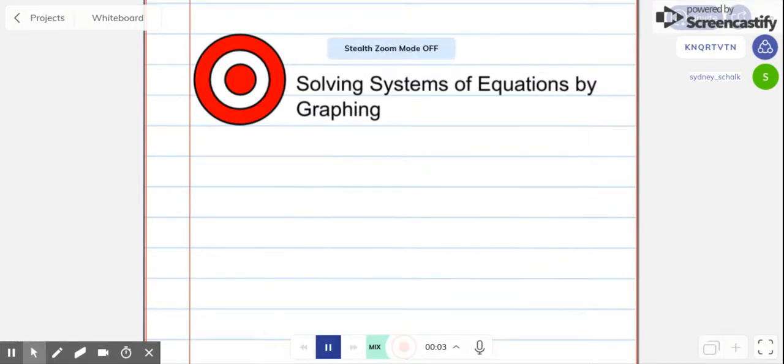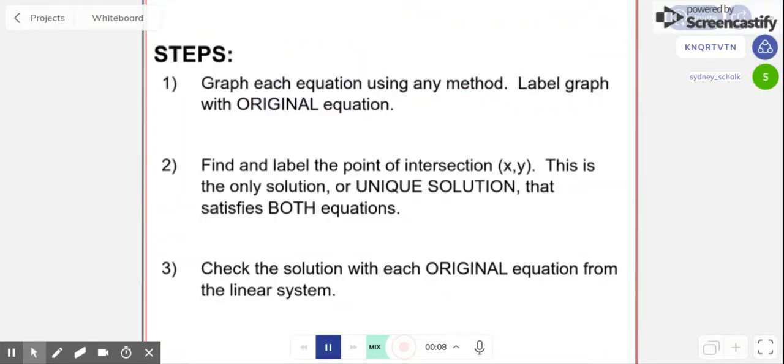Hello, 7th graders. Today we're going to look at solving systems of equations by graphing. We have a few steps when we are graphing systems of equations. First, we need to graph each of the equations. We can use any method.